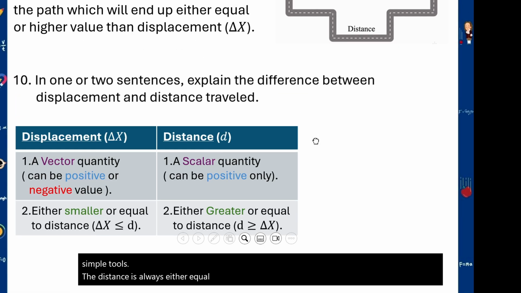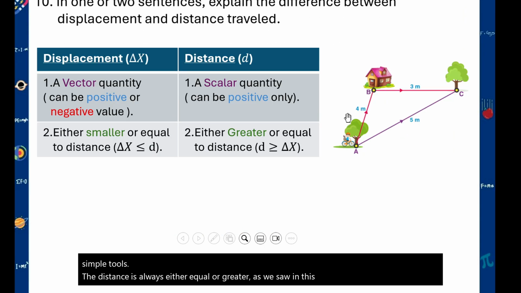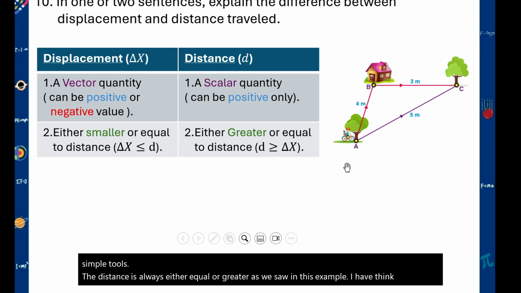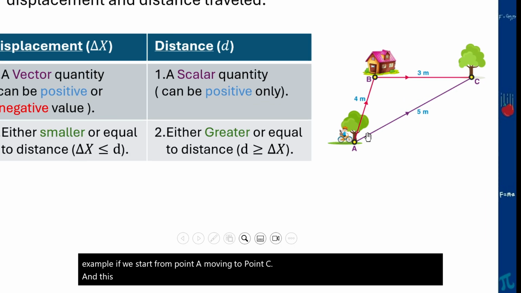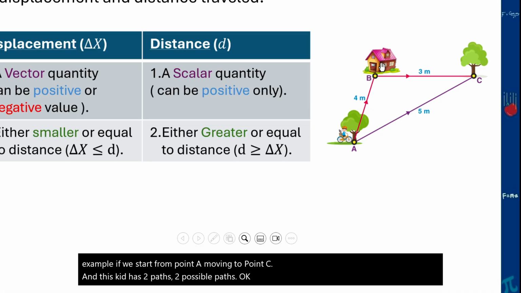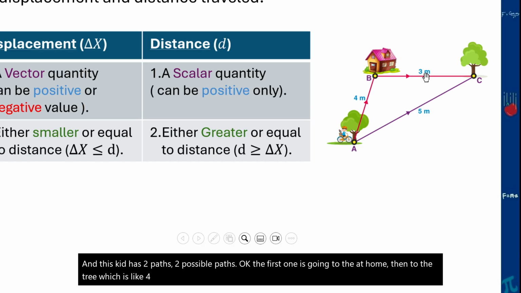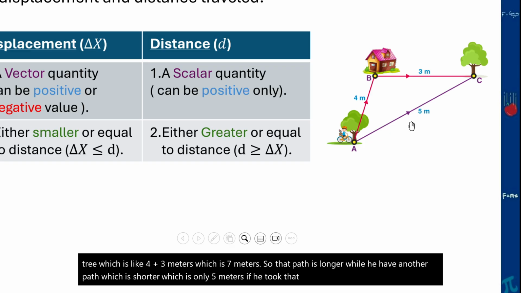As we saw in this example, if we start from point A moving to point C, this kid has two possible paths. The first one is going to that home, then to the tree, which is 4 plus 3 meters, which is 7 meters. So that path is longer, while he has another path which is shorter, which is only 5 meters. If he took that path, the displacement and distance are both equal to each other.